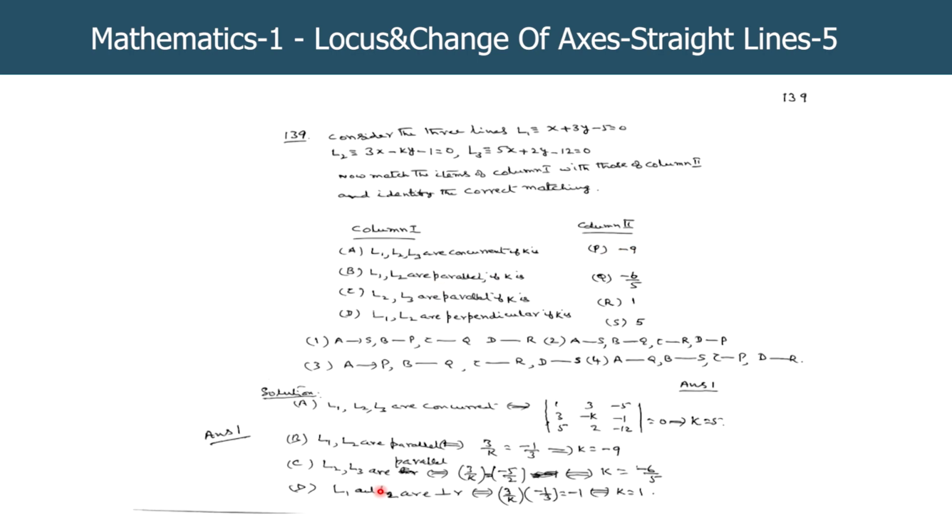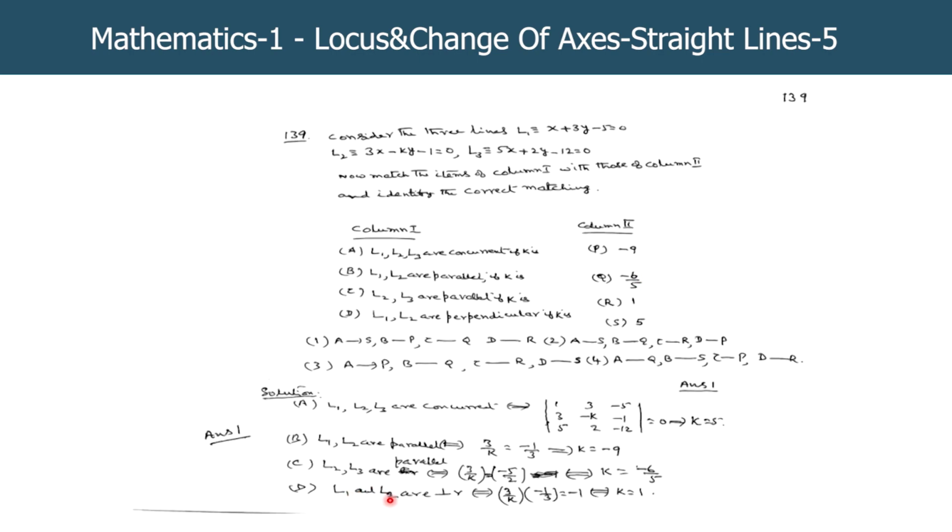Next, L2, L3 are parallel. Again, the slopes are equal. So 3 by k is equal to minus 5 by 2. That implies k is equal to minus 6 by 5. So for C, the matching is Q.